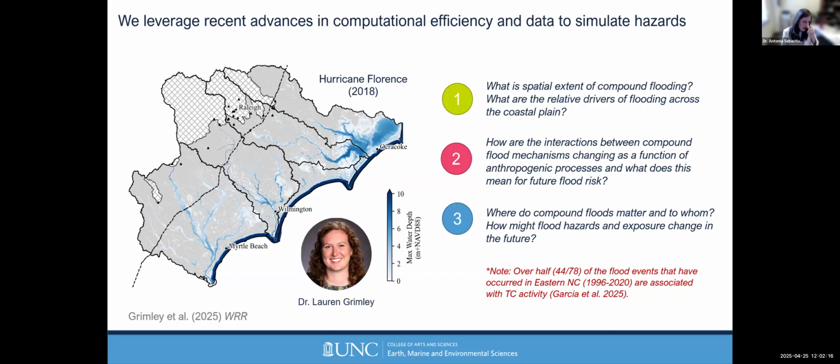And I just want to note that this work is all led by a graduate student who just finished, her name's Dr. Lauren Grimley. And I also want to note that while we only considered tropical cyclones in this study, which are about half of the storms that have created damages over the recent period, flooding, and especially compound flooding, can be driven by storms that aren't tropical cyclones. So everyday rainfall events coupled with high winds or a high tidal event can also generate compound flooding, and we didn't consider those in this study.